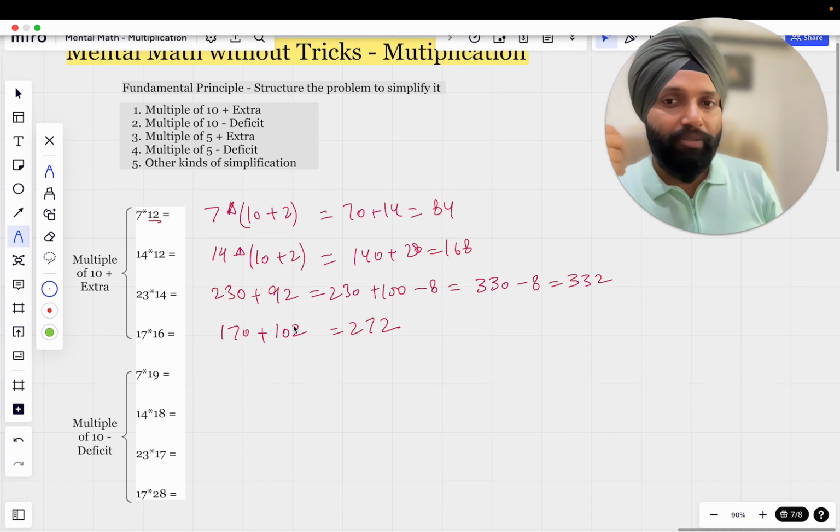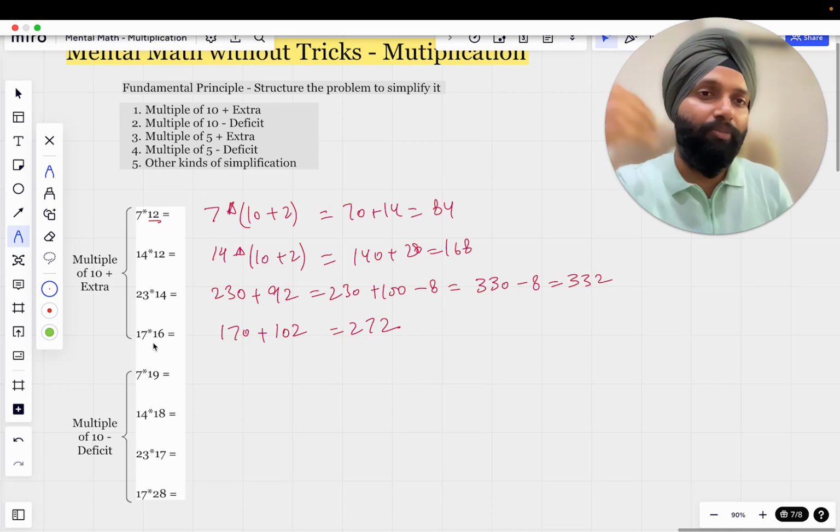Okay, so what we are doing is we are looking at a multiple of 10. In all these cases there was just 10. It could be 22 also, 24 also. So you take out a multiple of 10, and then whatever remains, you multiply that separately.